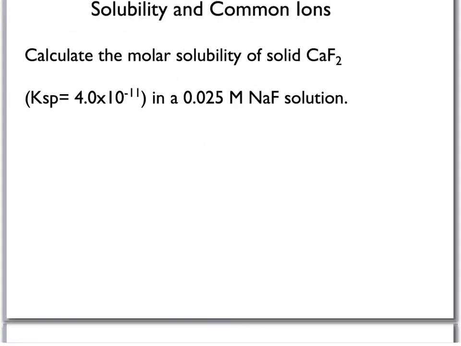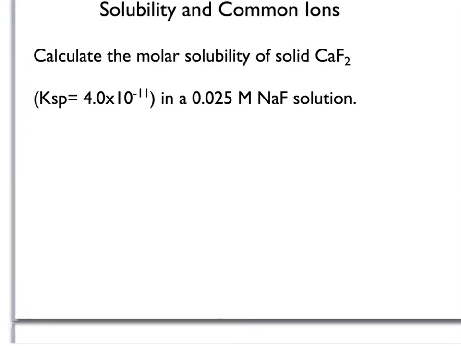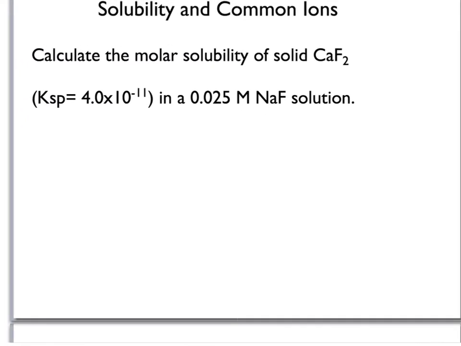Okay, so let's calculate what happens when we have a solid calcium fluoride in a solution of sodium fluoride. In this case, the sodium fluoride is a solution, so it's going to dissociate and contribute, and we're going to have a lot of fluoride ions floating around in solution.